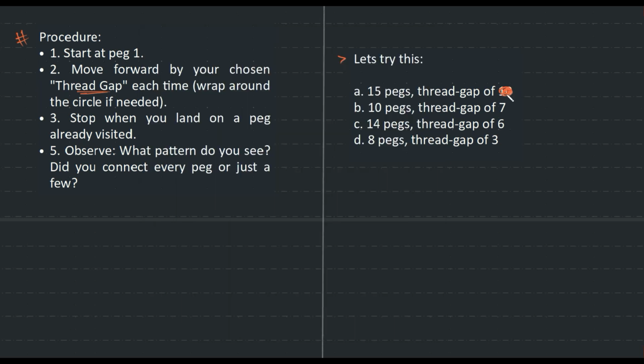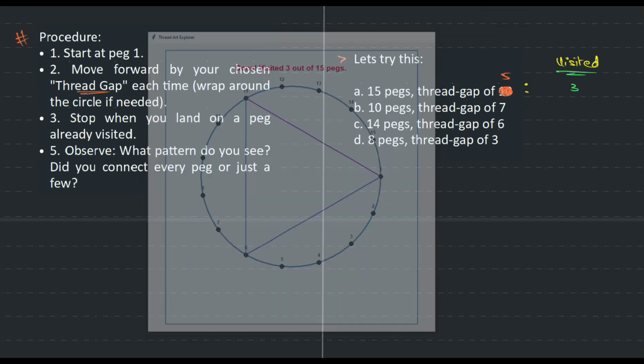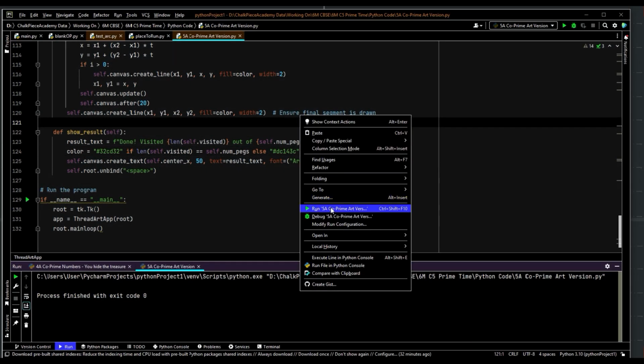So here I took a gap of 5 and visited 3 pins. Let me write it over here. Visited 3 pins. Okay, guys. Next is, okay, I don't think the system will allow me to do that.